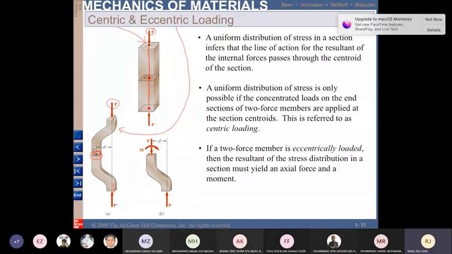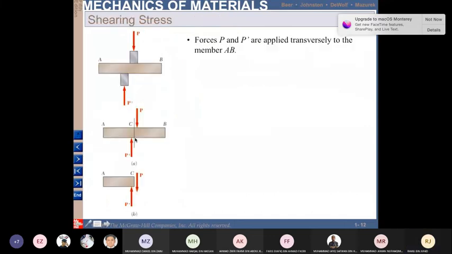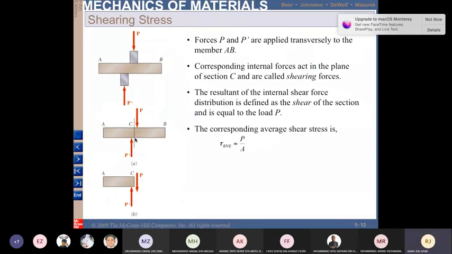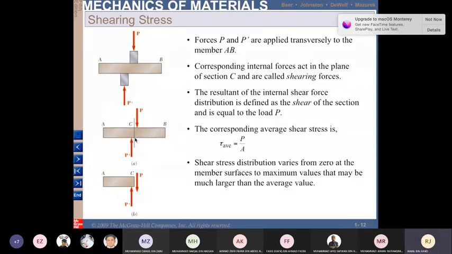So when you press here, this will give a moment in this direction. So this structure tries to bend itself. That is why you have a moment here. This is shear, sorry, this is shear stress.